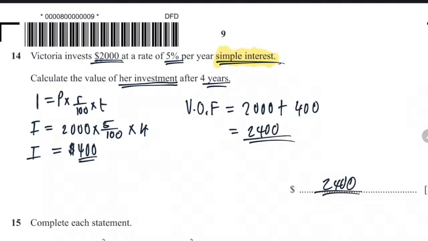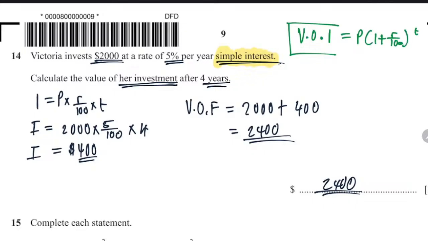If they had said compound interest, my friend, the first formula you put is to say value of investment is principal multiplied by 1 plus rate over 100, to the power of time. Are we together? Don't even write another one. If they say simple interest, you use the first one. If they say compound interest, you use this one. So write it down.